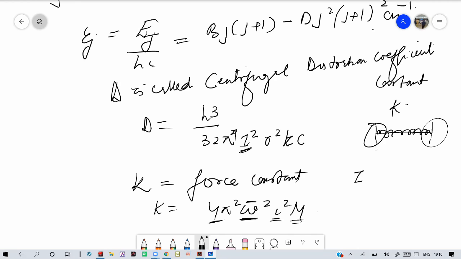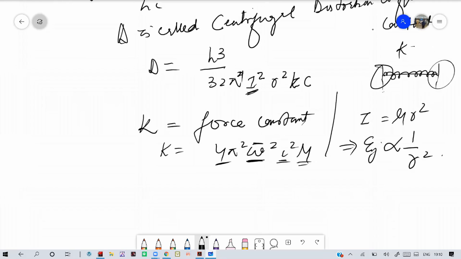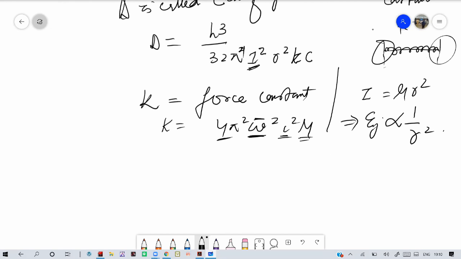Now since R changes, here I is equal to mu R square. So it gives us that EJ becomes inversely proportional to R, because now R is not equal to RE, which is fixed. This R varies now. Okay. So EJ becomes inversely proportional to R square. And all other quantities are independent of that vibration, because those vibrations will only affect R. And these are simple harmonic in nature.